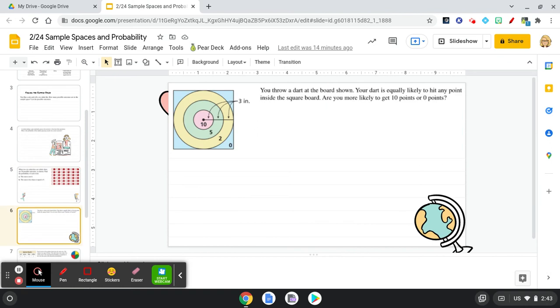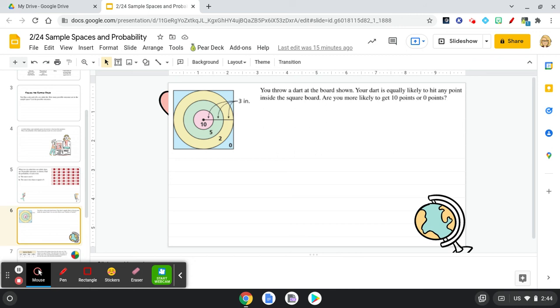All right, next we're going to look at area. You throw a dart at the board shown. Your dart is equally likely to hit any point inside the square board. Are you more likely to get 10 points or 0 points? We're going to assume that everyone is an equal shot at this and that your dart randomly hits the board without any skill. So what we need to be able to do is calculate the areas of the spaces.